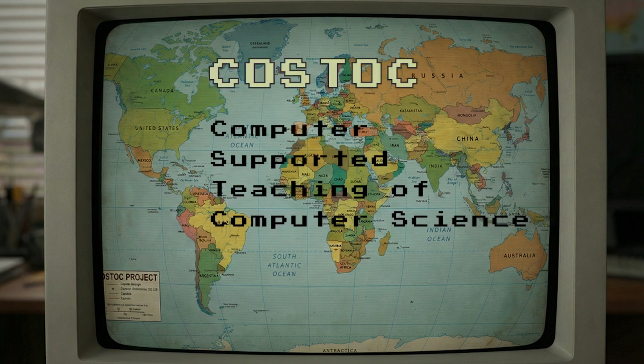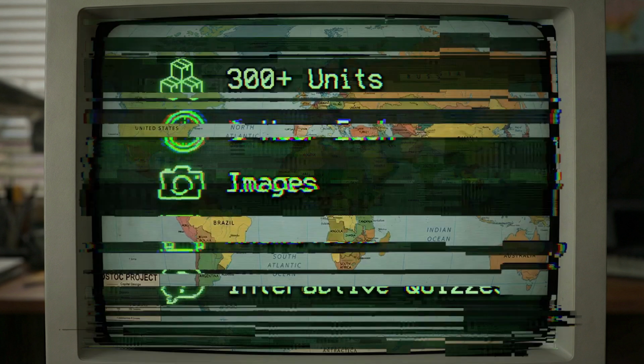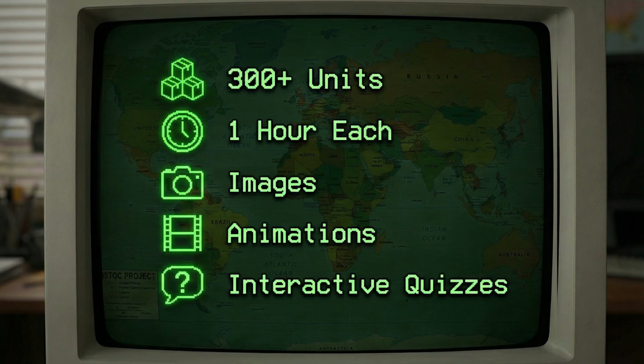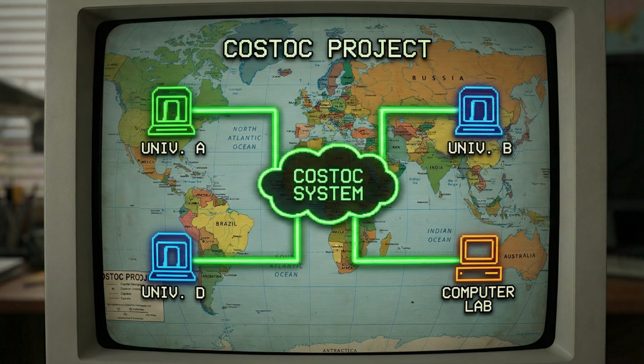The programmability of the MUPID unlocked immense potential. One of the most significant projects was COSTalk, or Computer-Supported Teaching of Computer Science. The team developed over 300 one-hour educational units, complete with images, animations, and interactive quizzes. This was the first nationwide networked learning system, used by dozens of universities worldwide. Courses were authored by leading scientists, making high-level education accessible across the country through the BTX network.